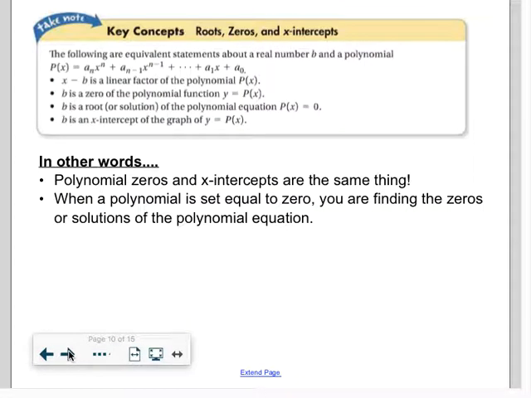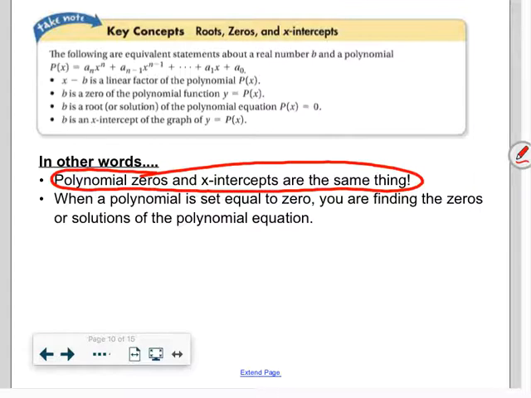So now it says, polynomial zeros and x-intercepts are the same thing. So what I'd like you to do is circle this right here. The polynomial zeros and x-intercepts are the same things. When a polynomial is set equal to 0, you're finding the zeros or solutions. So here's what I want you to do. I want you to write some things down.